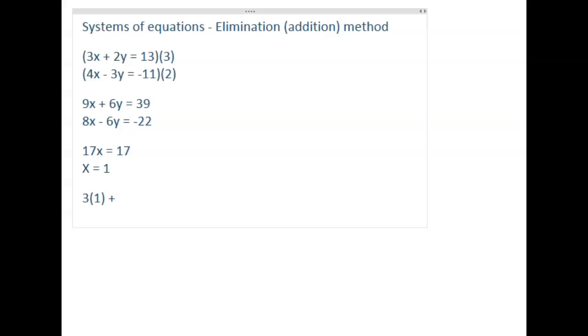plus 2y, don't know y yet, equals 13. We'll solve that in the usual way. 3 times 1 is 3. I'm going to subtract 3 both sides. So I have 2y equals 13 minus 3 is 10, which means y is 5. And now I have a value for x, value for y, which means we're ready to say the solution. Ordered pair, x was 1, y is 5.